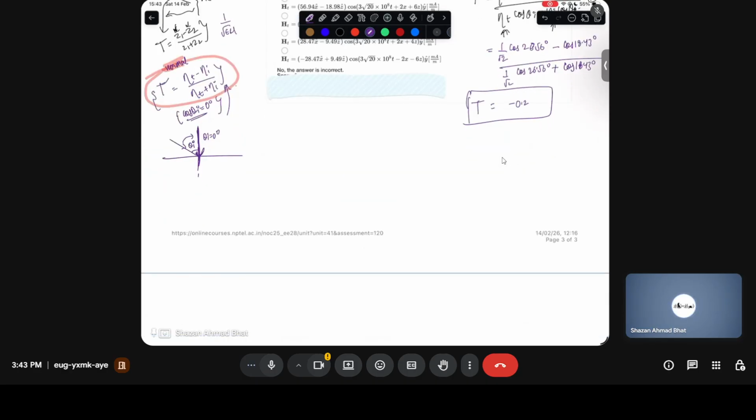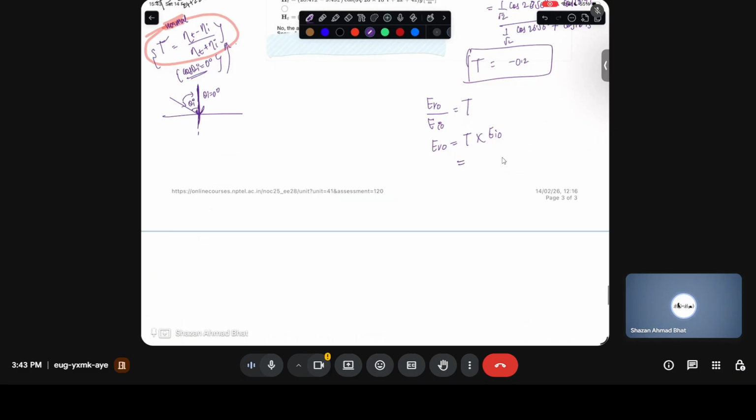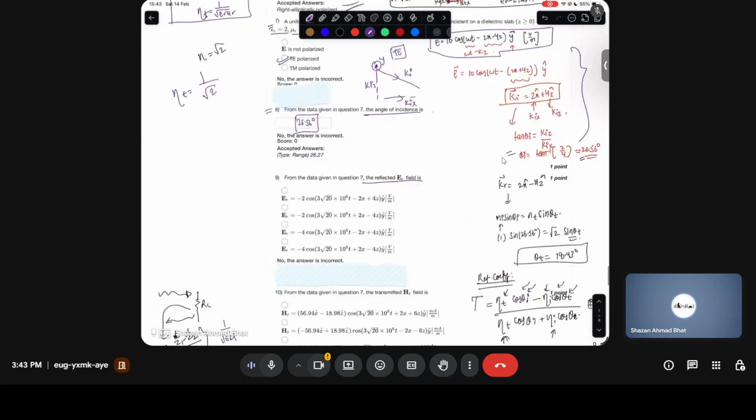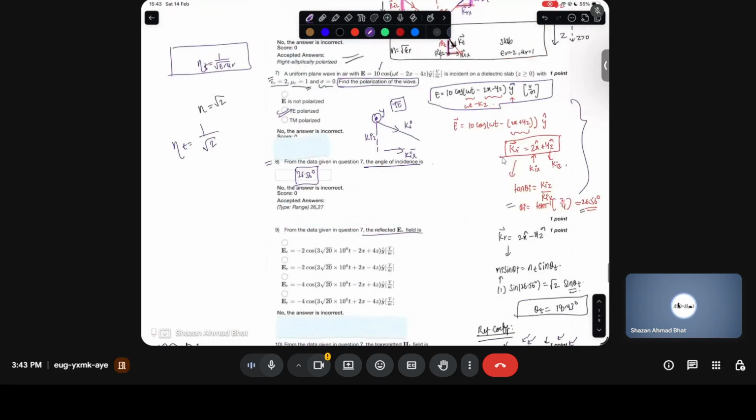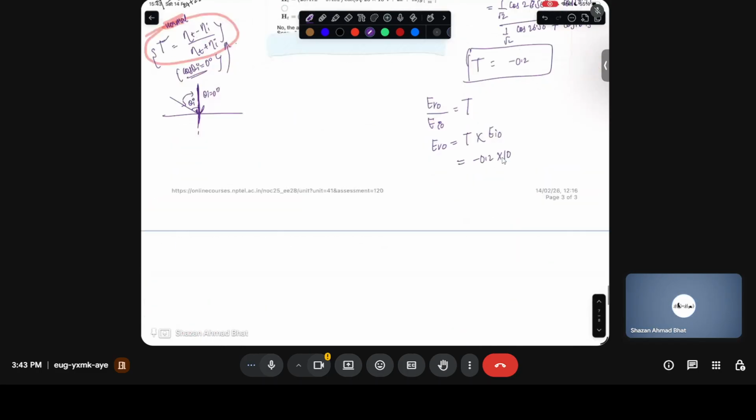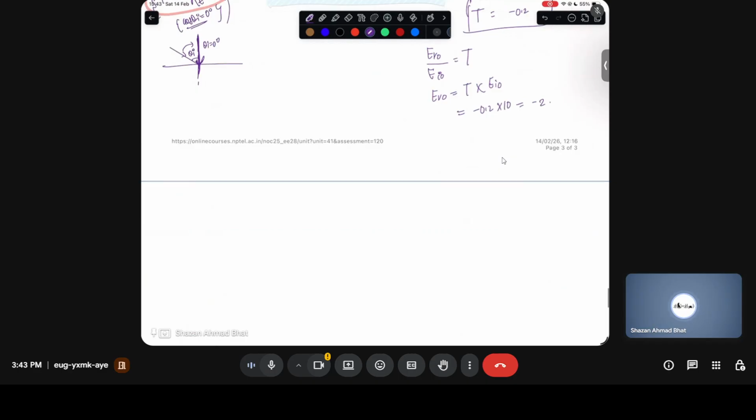Now you know that the reflected amplitude divided by the incident amplitude is equivalent to the reflection coefficient. So you can find the reflected amplitude as the reflection coefficient times E incident, which is the amplitude of the incident component. So this will be minus 0.2 into 10. Where does 10 come from? Because it's given here, the 10 is the incident amplitude. So you get minus 2. This is the reflected amplitude.